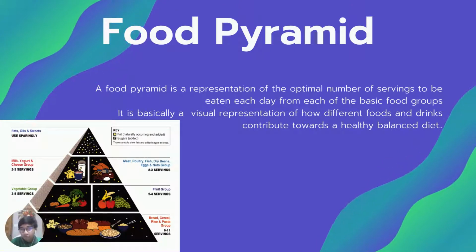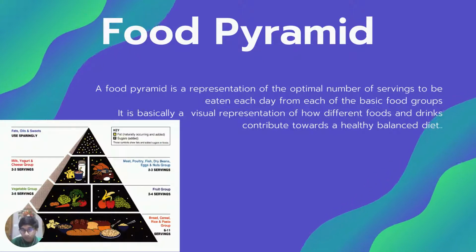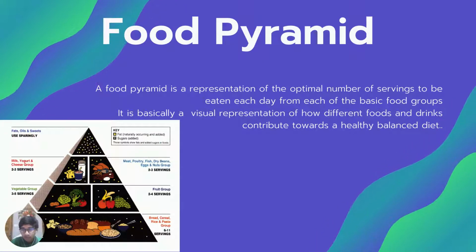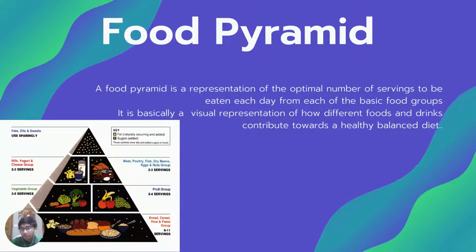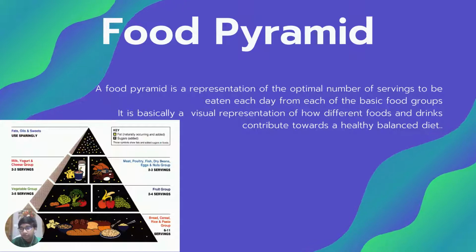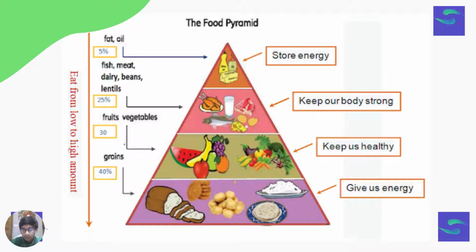Now, talking about the food pyramid. The food pyramid is a representation of the optimal number of servings to be eaten each day for each of the basic food groups. It is basically a visual representation of how different foods and drinks contribute to our healthy, balanced diet. Now, this is exactly how pyramids look like, and as we go from up to down a food pyramid, we see the foods we should eat from least to the greatest amounts.